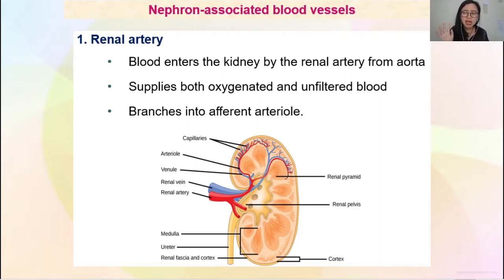Masa tulis esay, jangan dah tulis kotor. Cuba untuk ingat dan tulis unfiltered. And then when it enters, this artery will branch into afferent arterioles. So dia masuk besar, dia bawa darah yang penuh dengan oksigen dan bahan yang perlu difilter. Dan dia akan masuk kepada setiap arteriole yang kecil.